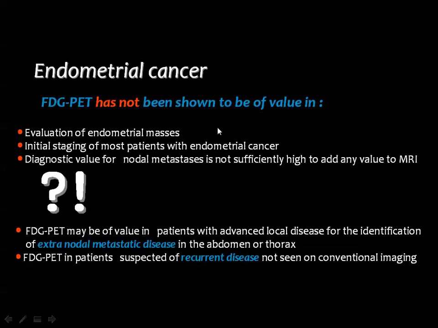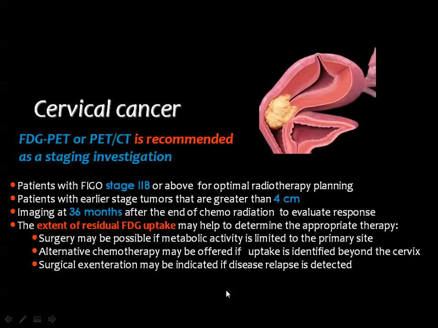In endometrial cancer, PET CT has not been shown to be of value in the evaluation of endometrial masses and in the initial staging of the patient with endometrial cancer. And also the diagnostic value for lymph node metastasis is not better than MRI. Then PET CT may be of value in patients with advanced local disease in identification of extranodal metastasis, and maybe also of value in assessment of disease recurrence.